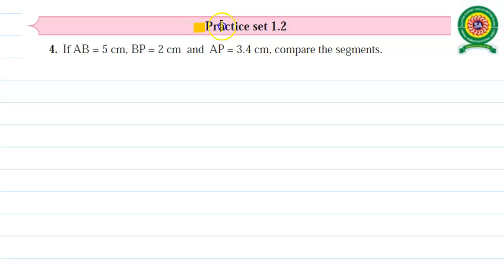Now look at question number 4 from practice set 1.2. If AB equals 5 cm, BP equals 2 cm and AP equals 3.4 cm, compare the segments. To compare the segments, ultimately we have to compare their lengths. Everyone knows 2 is less than 3.4, which is less than 5. Look at the lengths: we have 2, 3.4 and 5.